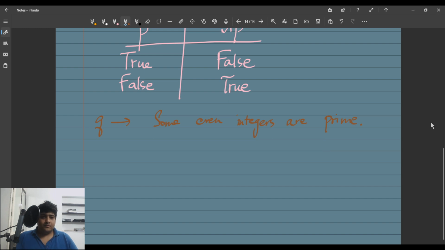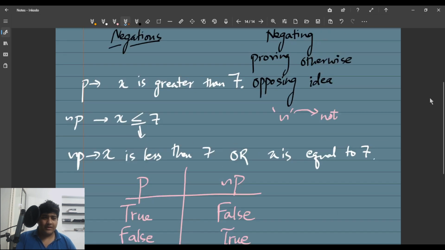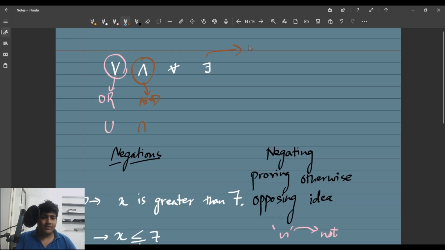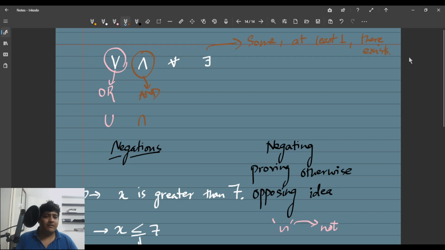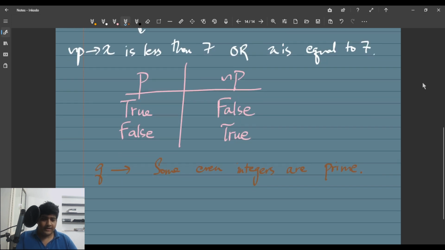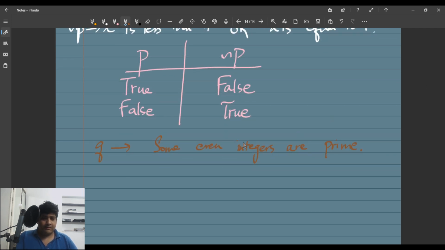How will you negate Q? So what does the statement say? First of all, some even integers, so at least one. In mathematics we saw this symbol, there exists, right? This also means some, or at least one, or there exists. So all mean the same in math. When I say some, I actually mean at least one. Even if one integer is prime, "some even integers are prime" will be a true statement.